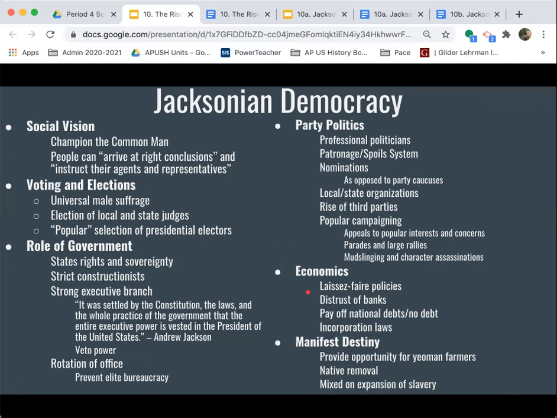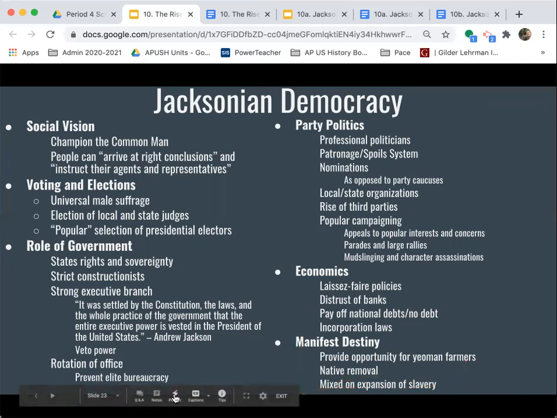They're very distrustful of banks, in that way similar to Jefferson. Very anti-debt, similar to Jefferson. And they believe in this idea of manifest destiny, much like Jefferson did. Right? That we need to keep spreading out, which is what motivates Native American removal, to spread out for opportunity for the everyday yeoman farmers. And in the South, at least, the Jacksonian Democrats will be very, very pro-expansion of slavery. So that's this new era of democracy.